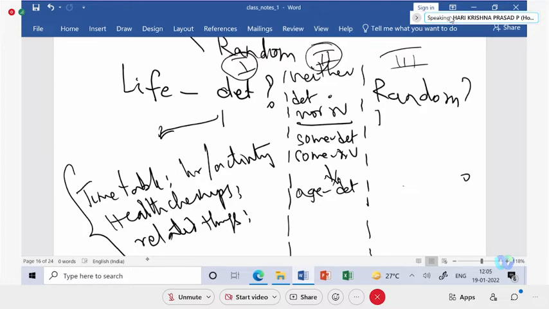When it comes to random, your parents expected you to be in IIT. You also expected to be in IIT. It so happened that you could not do well, so you got a little less grade or rank. So that is how you are in NIT Warangal. You never thought that you would be in NIT Warangal. That is how I consider life as random. Is it clear?